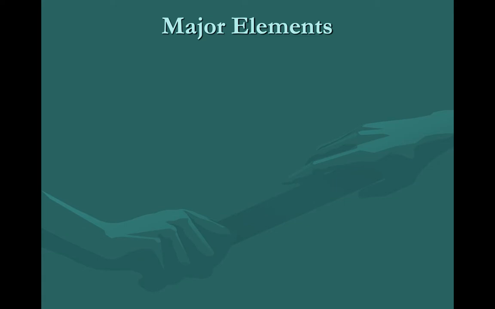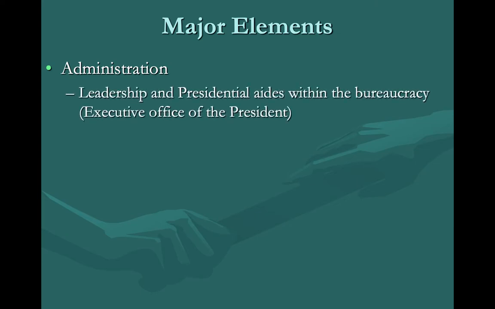When we look at the United States bureaucracy, there are four basic elements that shape the way this system is worked. The first element is what is known as the administration. This term refers to the specific leaders and people making the decisions in the bureaucracy.